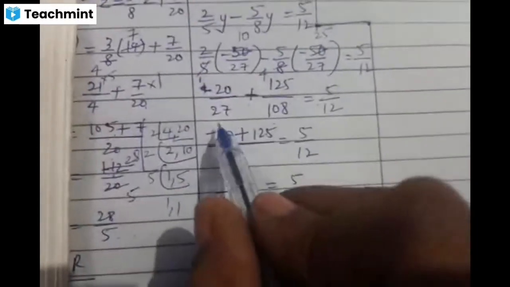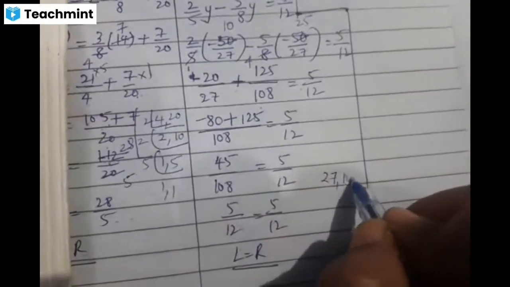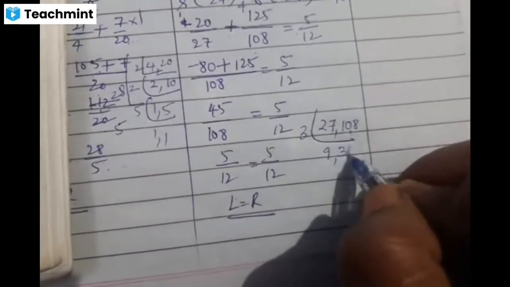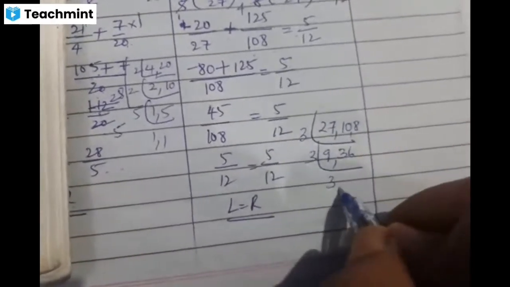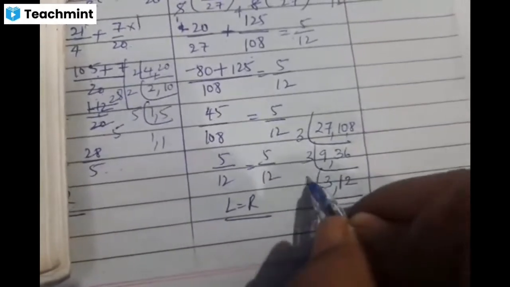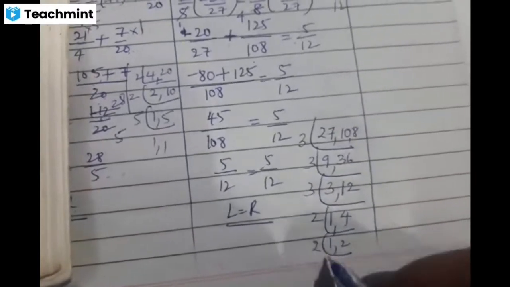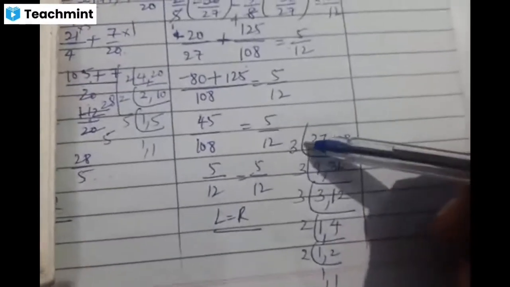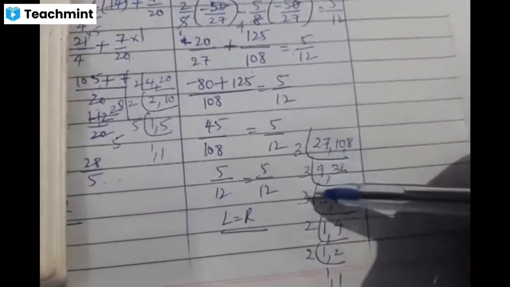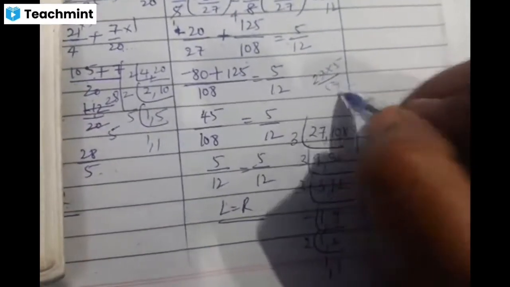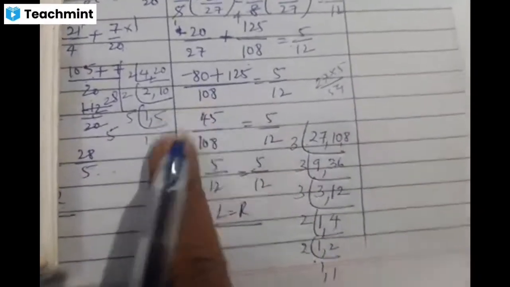Now here in the denominator, if you take the LCM for 27 and 108, you get 108 as the LCM. With the 3 table, 3 3s are 9, 3 6s are 18. Again with 3, 3 3s are 9, 3 12s are 36. Again with 3, 3 1s are 3, 3 4s are 12, and then 2 2s are 4 and 2 1s are 2. In this way we get the LCM here. 3 3s are 9, 9 3s are 27, 27 into 2 is 54, 54 into 2 is 108. 108 is the LCM, children.